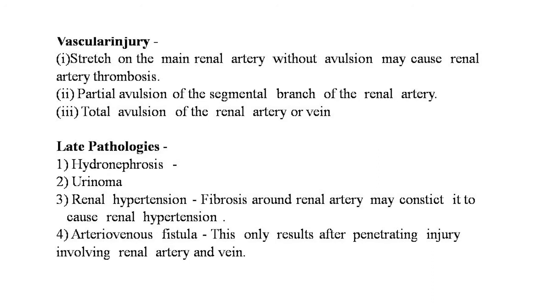Then the late pathologies: if the patient survives, late pathologies may develop from various types of kidney injuries, and these are hydronephrosis, urinoma, renal hypertension. Fibrosis around renal arteries may be a cause of renal hypertension. Arteriovenous fistula results only after a penetrating injury involving the renal artery and vein.